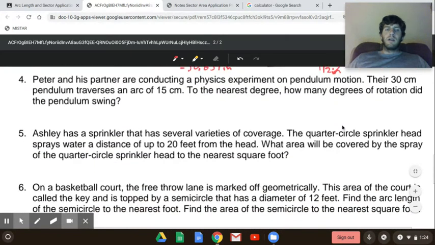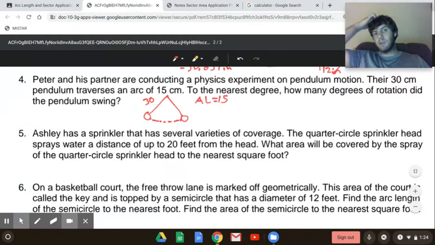All right. Peter and his partner are conducting a physics experiment on pendulum motion. Their 30-centimeter pendulum. So here's their pendulum. It swings over here. Okay, it's 30 centimeters long. Okay, the arc length is 15. To the nearest degrees, how many degrees of rotation did the pendulum swing?